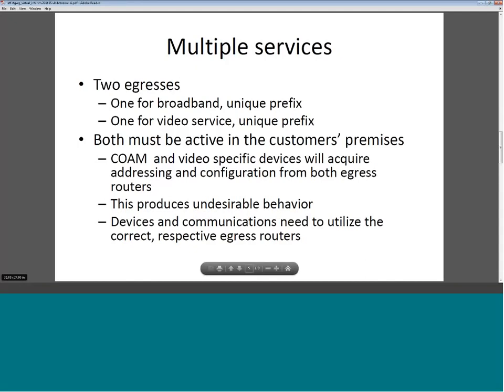So long story short, we have service-specific devices that we need to make sure use their respective egresses, and they each have their own corresponding egress. Over time, that may converge.